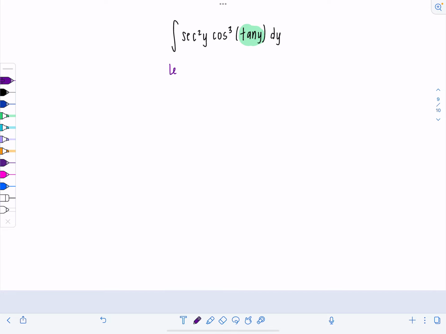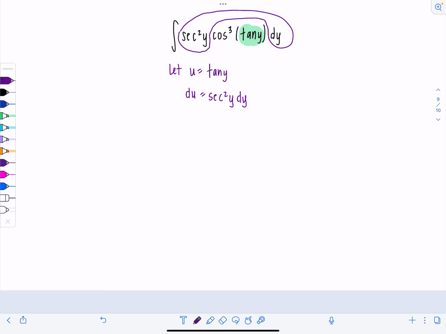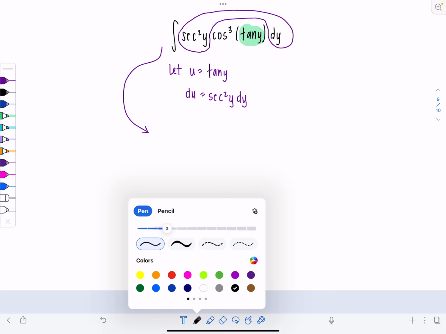So let's go ahead, let u equal tangent y. And then du is secant squared y dy, yes? And here's my secant squared y dy. Draw that kidney bean. And now we're ready to rewrite this integral all in terms of u. So secant squared y dy, all of this is just du. Bam. How fabulous. That's just going to be du.